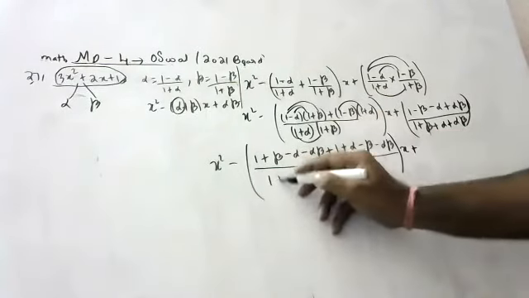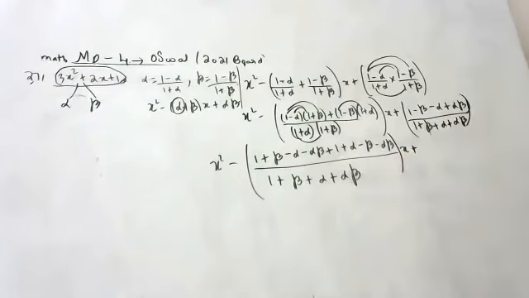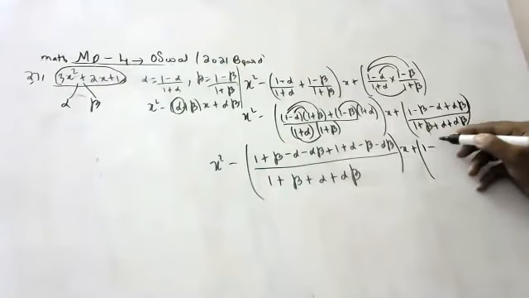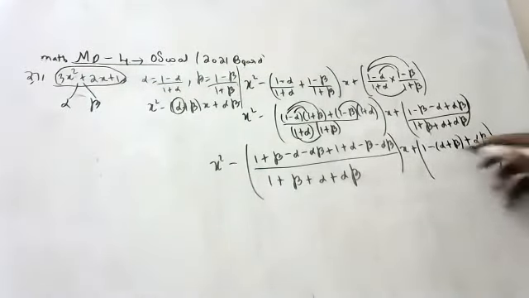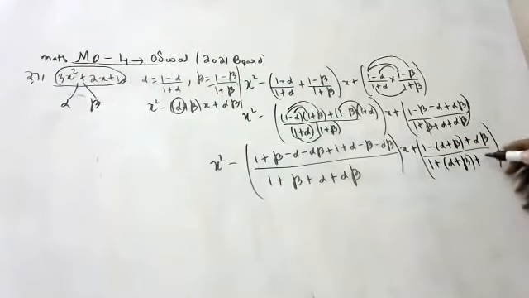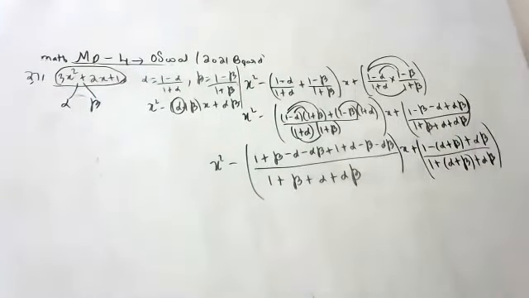So 1 plus beta plus alpha beta... so 1 minus alpha plus beta plus alpha beta, by 1 plus alpha plus beta plus alpha beta. Children, everything you should get in this form, alpha plus beta or alpha beta. That should be your intention, children.